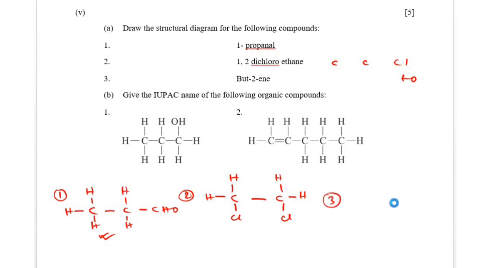Now 3, 2-butene. At first we have to focus on but, which means 4 carbons. 2-ene means a double bond at position 2, and the remaining bonds are single. Now tetravalency: each carbon must have 4 bonds, so the remaining valencies are filled with hydrogen.